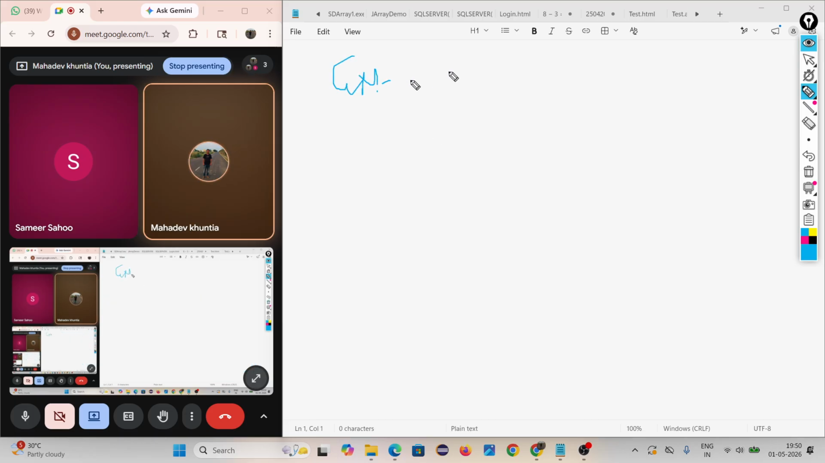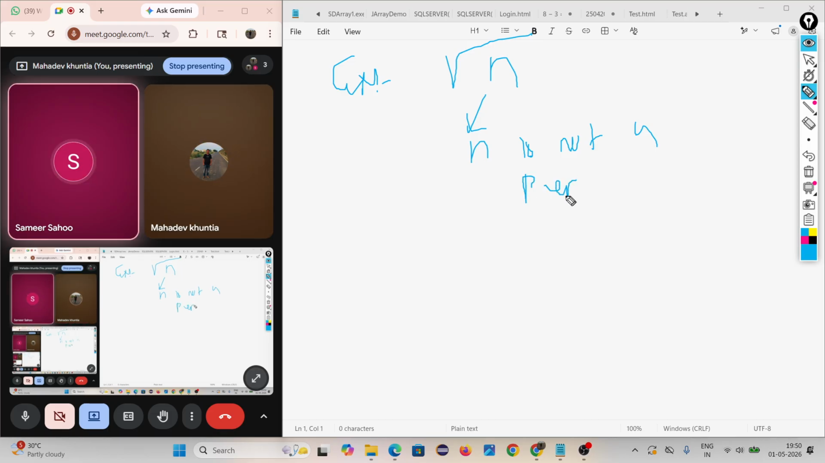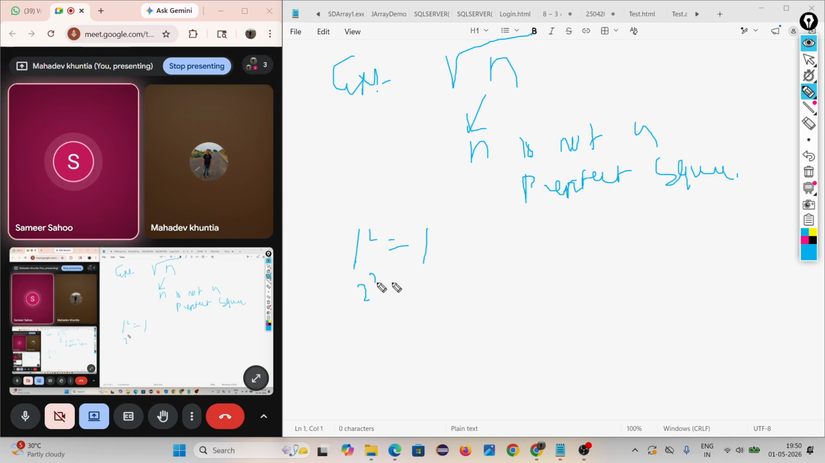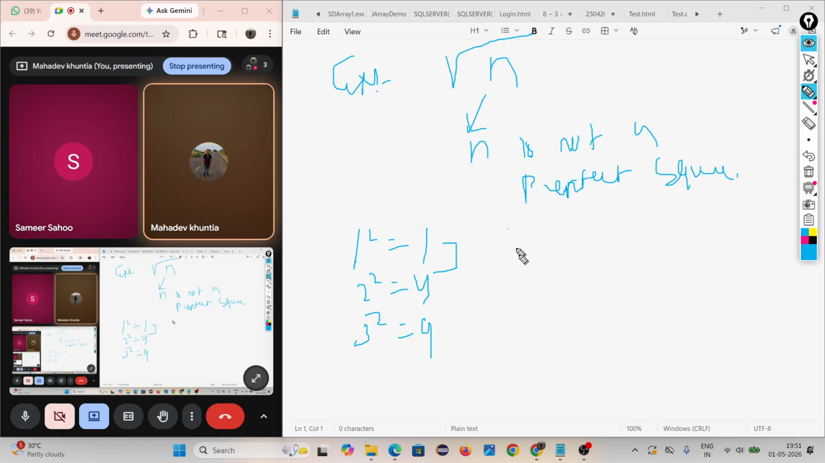What are the three examples? Square root of n, where n is not a perfect square. What do you mean by perfect square? 1 square equals 1, 2 square equals 4, 3 square equals 9. In between these numbers: root 2, root 3, root 5, root 6.